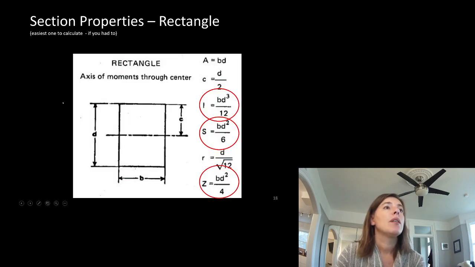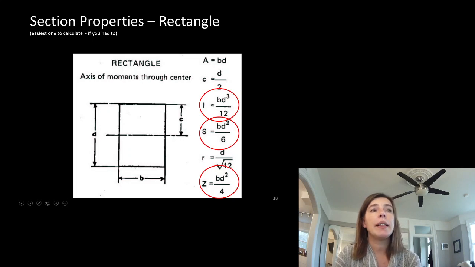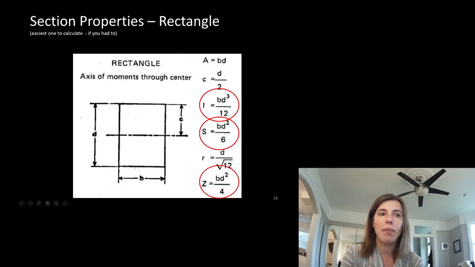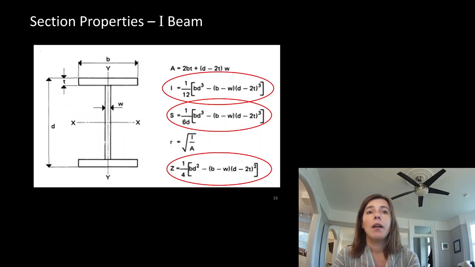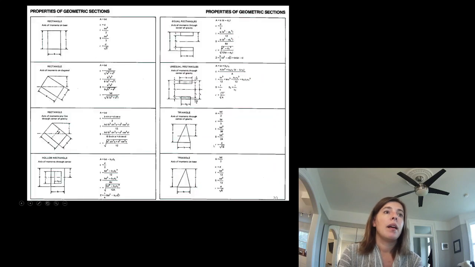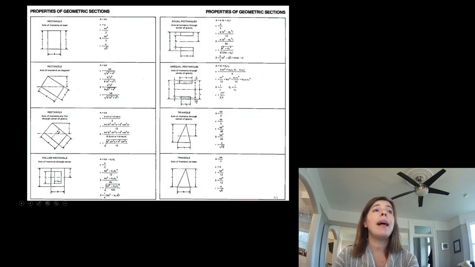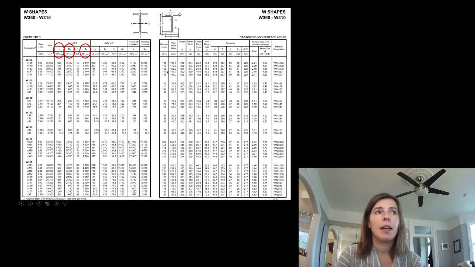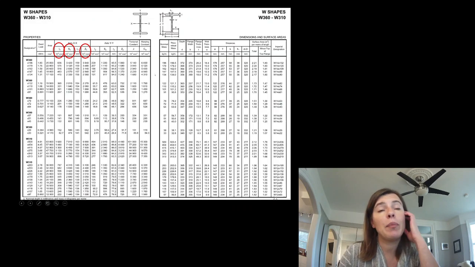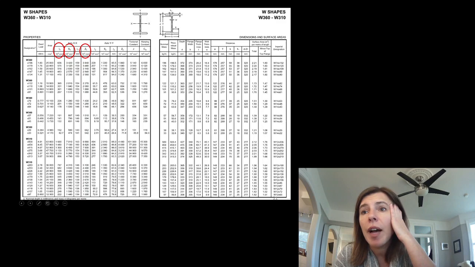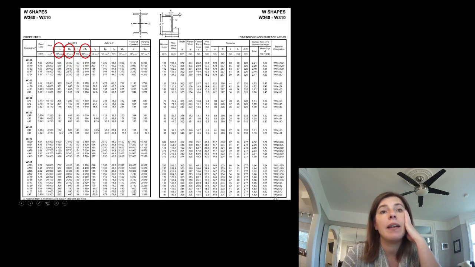And look at this. For a rectangle, we can calculate any of these shape properties. BD cubed divided by 12, BD squared divided by 6, and BD squared divided by 4. For a more complex shape, we have some really complex equations here. We have them for all kinds of different shapes. But for most of the members we're going to talk about, we can actually look up I, S, and Z as we need them.